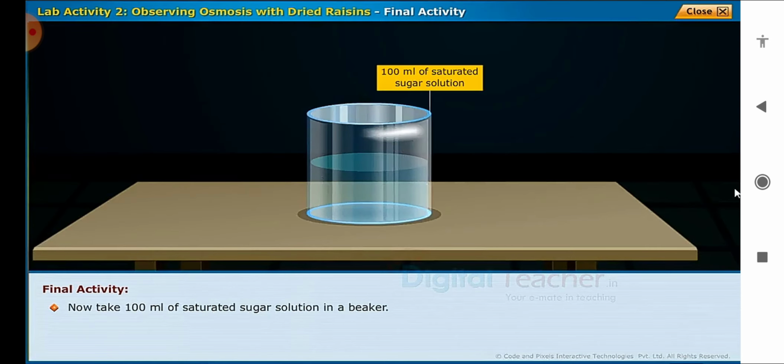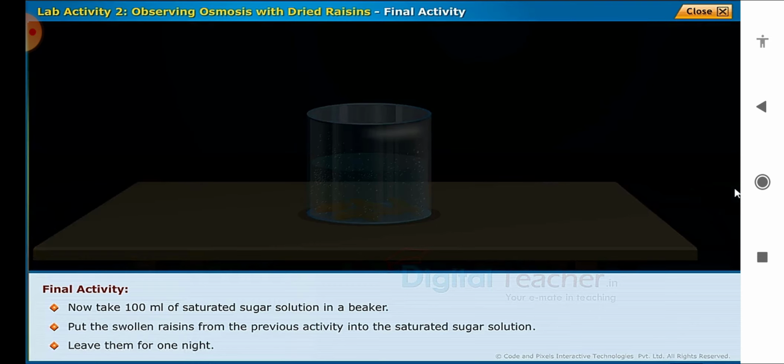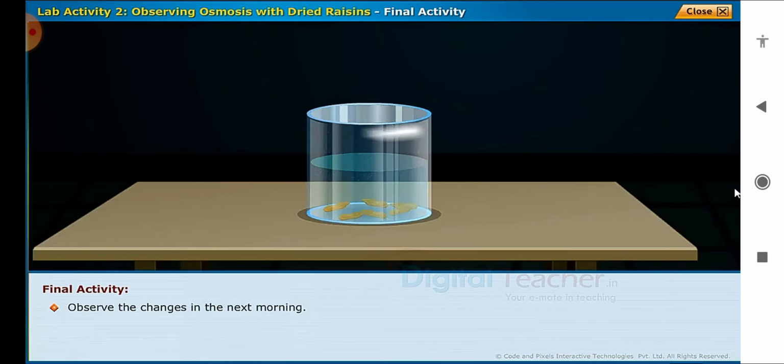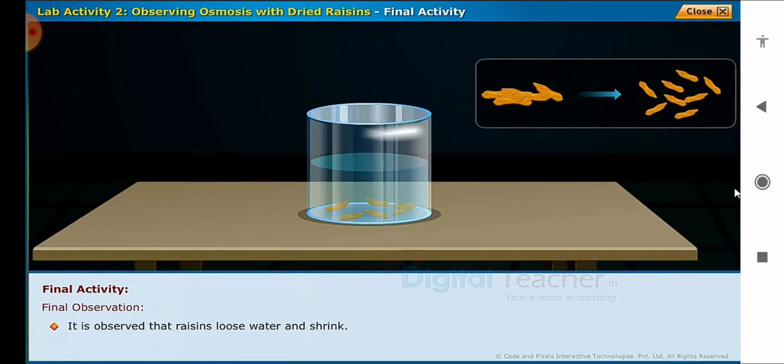Now take 100 ml of saturated sugar solution in a beaker. Put the swollen raisins from the previous activity into the saturated sugar solution. Leave them for one night. Observe the changes the next morning. Final observation: it is observed that raisins lose water and shrink.